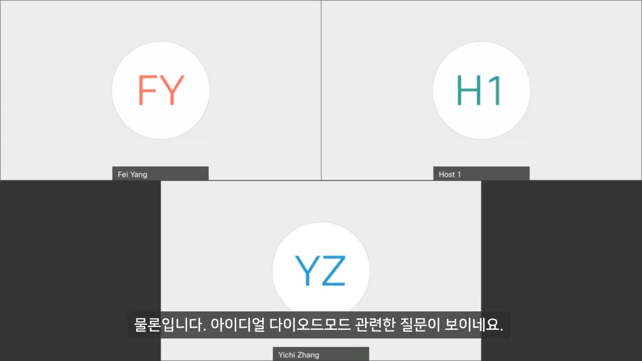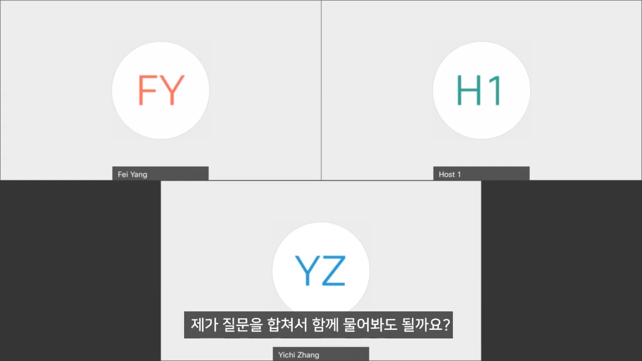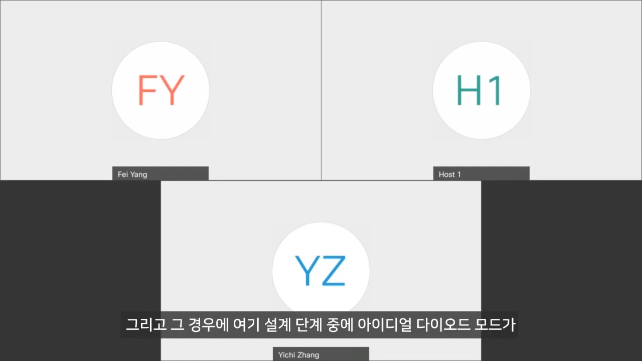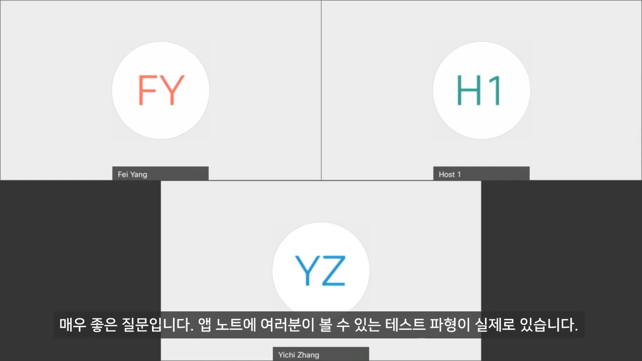Sure. I do see some questions regarding the ideal diode mode, so let me try to combine them and ask them together. Basically, the question is regarding the ideal diode mode: how would you be able to verify that it is achieving ideal diode mode, and how do you verify that the dead time is adaptively adjusted during your design stage? Okay, yeah, that's a very good question.